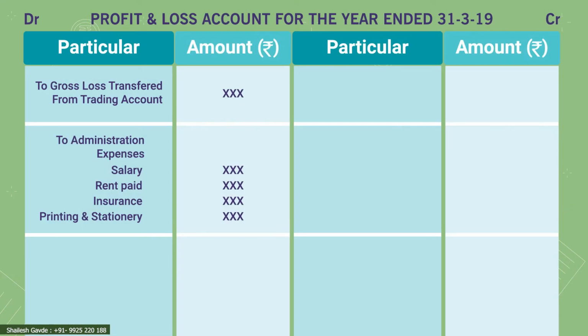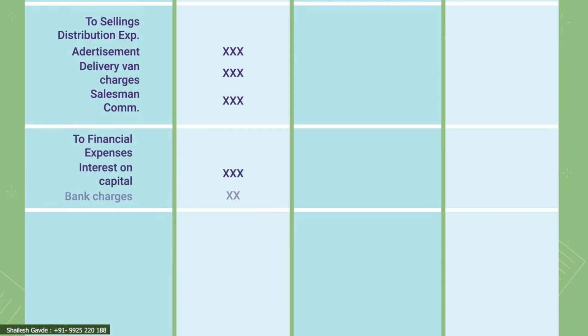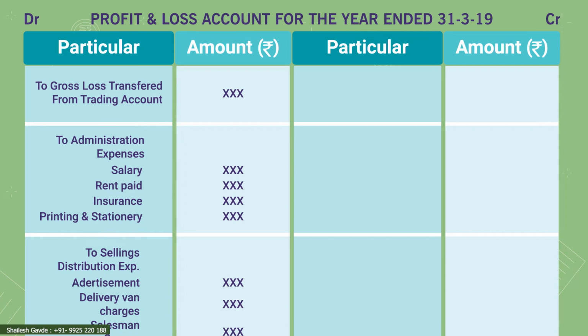The next group which we record is selling and distribution expenses like say advertisement, delivery van charges, salesman's commission, etc. The next group is financial expenses like say interest on capital, bank charges, etc. And the last group we record is other expenses and losses like bad debts, depreciation on non-current assets, Diwali gift, donation, etc.